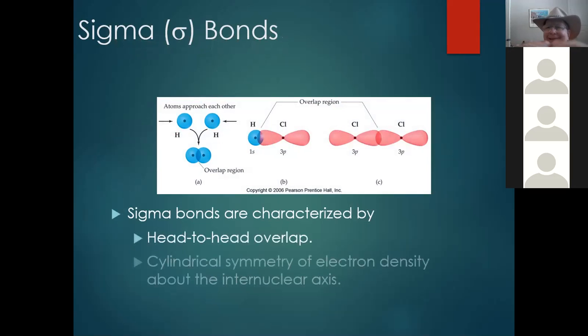Sigmas are head-to-head overlaps. They're the best bond. This is if you take 2 atoms and you smack them head-to-head. When you smack them head-to-head, they get a sharing of the electrons. It is the closest bond. The bond length is the smallest. It is the strongest bond.